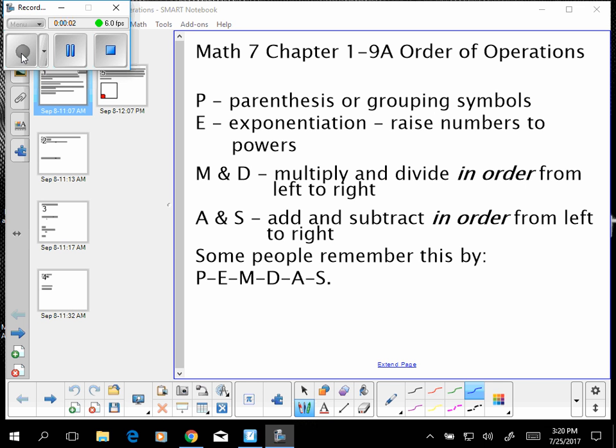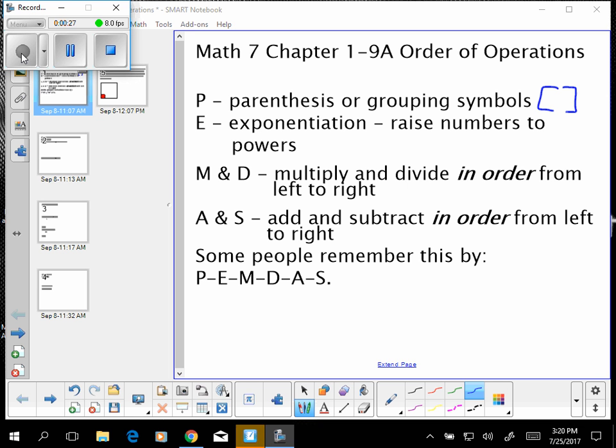Hello class, this is chapter 19A, Order of Operations, and hopefully a lot of this is review. The first step in order of operations is to look for parentheses or grouping symbols, and some books will actually use brackets like this as grouping symbols.